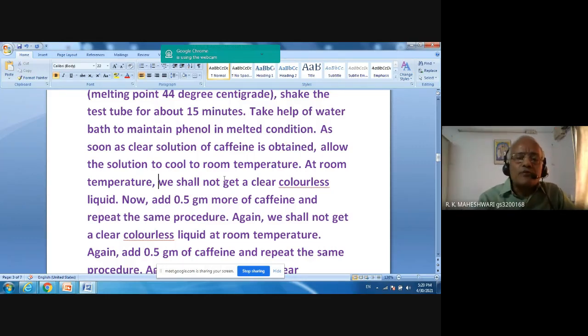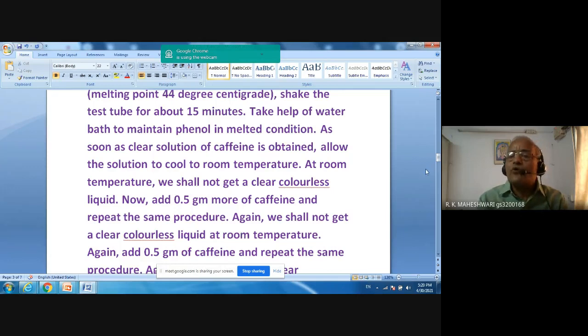At room temperature, we shall not get a colorless liquid. At this time, we will not get colorless liquid, meaning we will not get eutectic liquid. This I have done, I am telling you. Now add 0.5 gram more of caffeine and repeat the same procedure, heating it again to dissolve. Again we shall not get a clear colorless liquid, meaning 9 gram of phenol and 1.5 gram of caffeine does not give eutectic liquid.